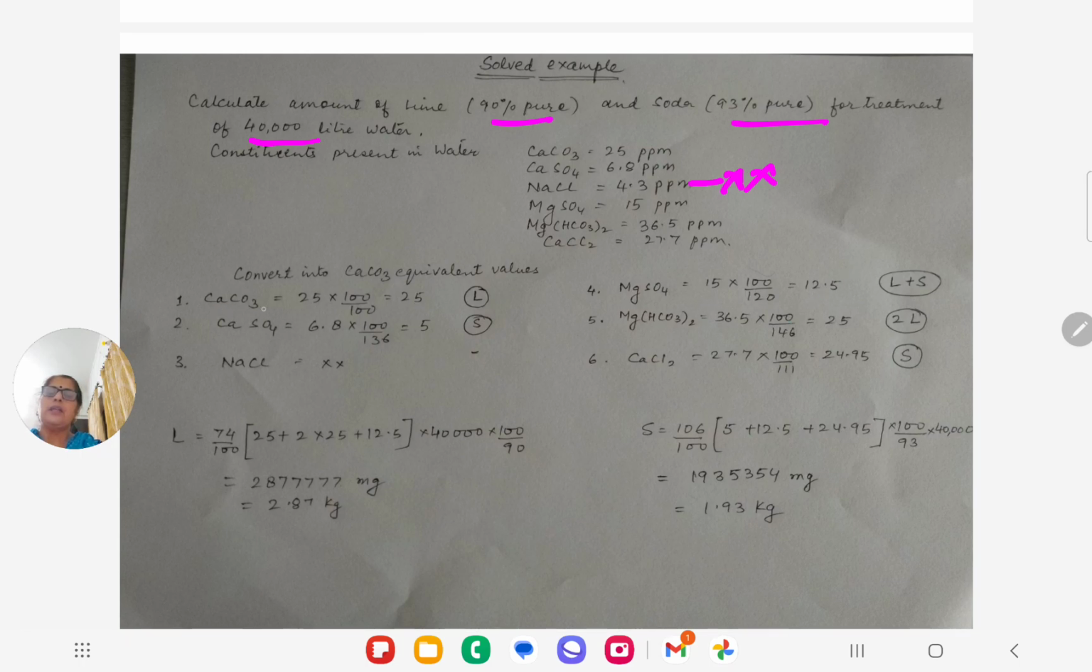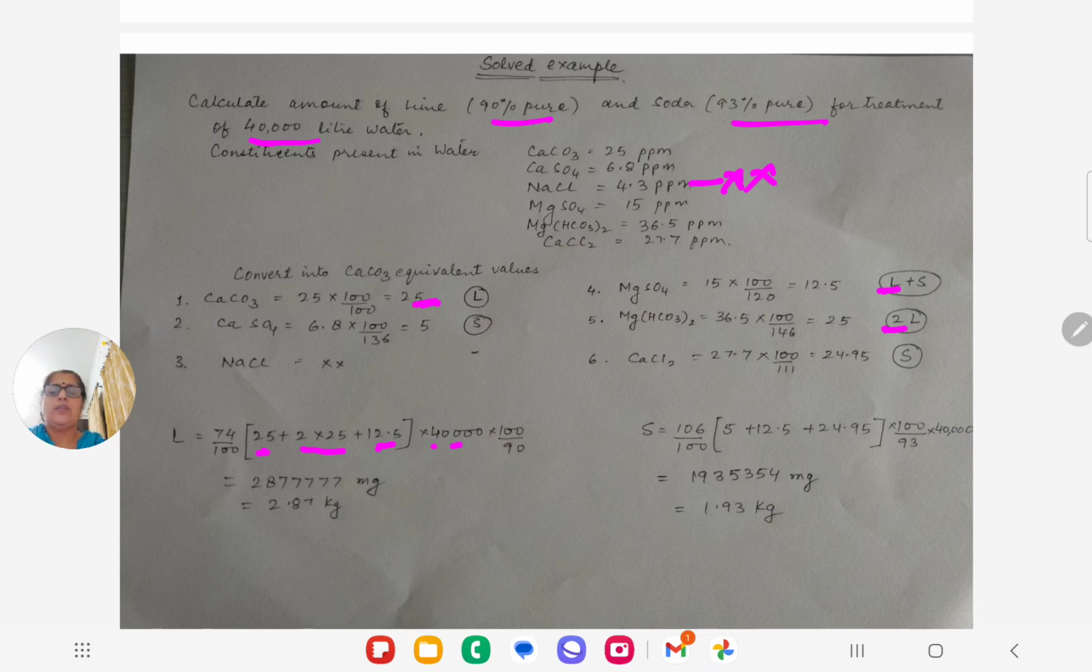Now this is temporary calcium, so it will require L. This is permanent calcium, this will require S. Similarly, this is permanent magnesium, requiring L plus S. This is Mg(HCO3)2, that is 2L. Calcium chloride, that is S. Now we will add all L's, with 74 by 100. What is the value here? 25, so we have written 25. Now where can we see L? Here, that is 12.5, so we have written 12.5. Twice L for magnesium bicarbonate, so it is 2 into 25.